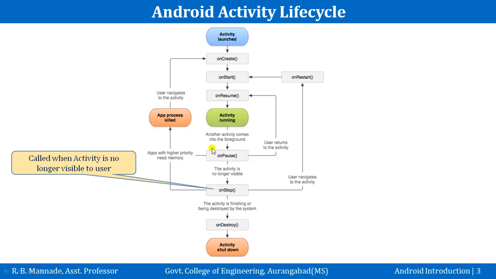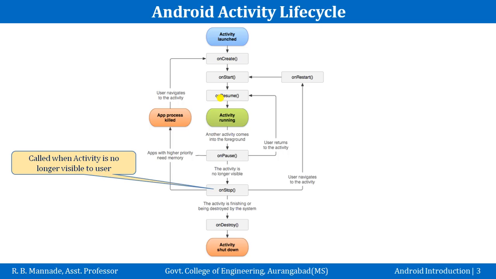Okay, one more step is missing here. At the on pause state and on stop state, if some other application has a higher priority than the application to which this particular activity belongs, right? If such a higher priority application is there in the Android operating system, then the current application process is killed.